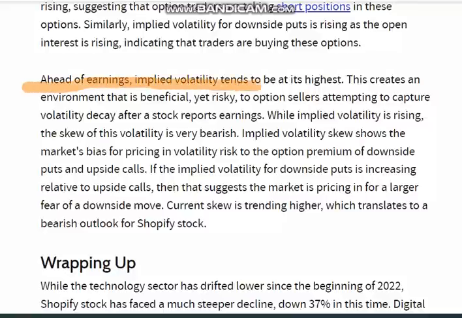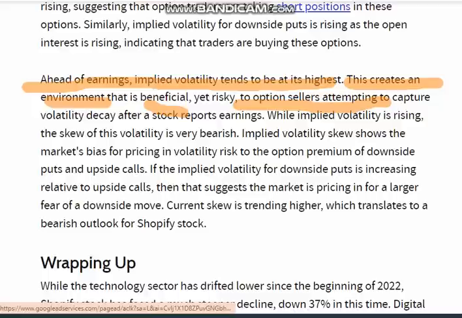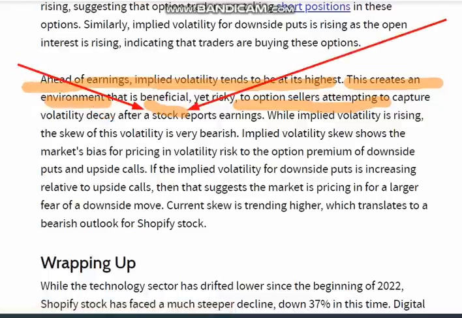Implied volatility tends to be at its highest. This creates an environment that is beneficial yet risky to option sellers attempting to capture volatility decay after a stock reports earnings. While implied volatility is rising, the skew of this volatility is what's important. I'm going to give you the numbers. The implied volatility skew shows the market's bias in pricing the volatility risk to the option premium of the downside puts and upside calls.